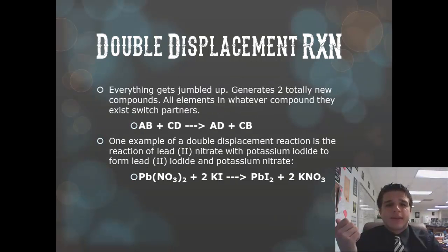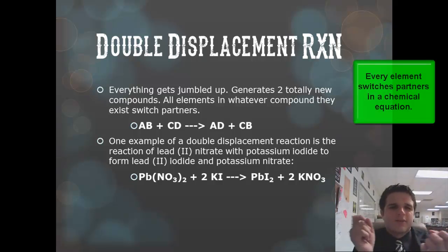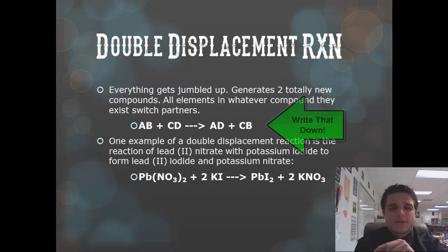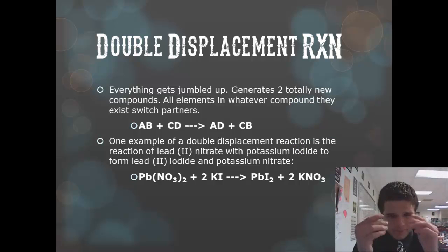So a single displacement reaction, switching places with one of the others and letting the other compound or element kick off. Okay, now we get to the double displacement reaction. And this is where basically everybody switches partners. So we have AB plus CD yields AD and CB. So you can see A and C switch places with one another, and so now C is with B and A is with D. That's called a double displacement reaction. That's where both compounds switch their partners, okay?